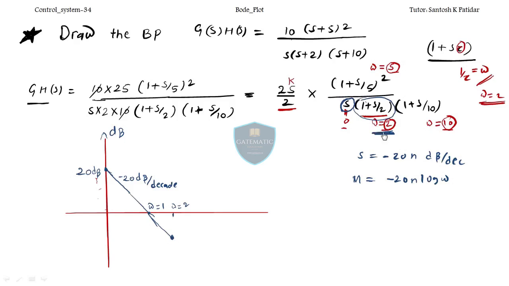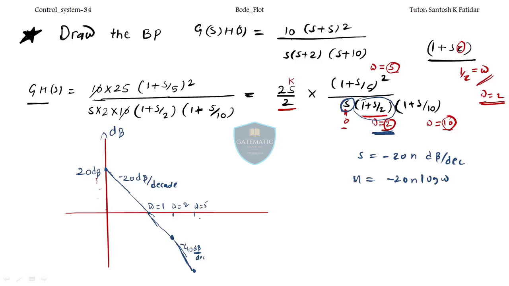Two poles give minus 40 dB per decade, 3 poles minus 60 dB. So you again get a slope of minus 20 dB per decade over here. Earlier you were coming with a slope of minus 20 dB per decade, and now you are getting a slope of minus 40 dB per decade, up to the next corner frequency, that is 5. So here this is 5.